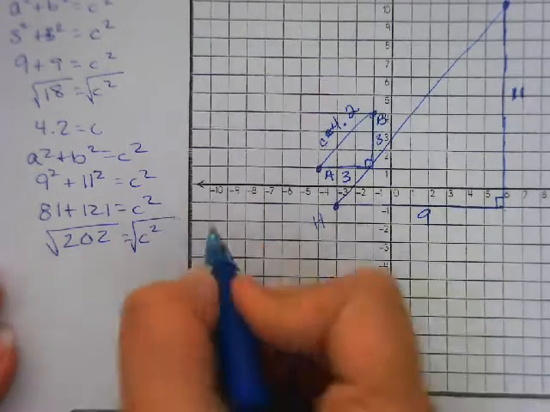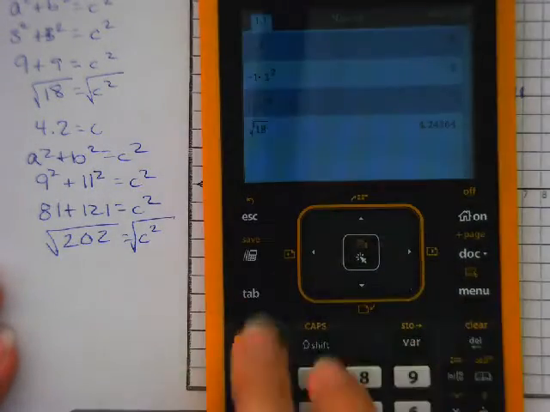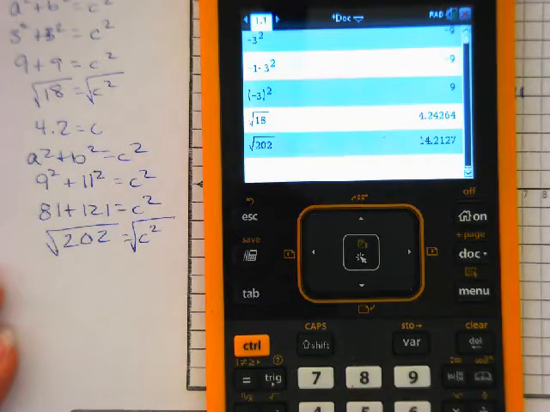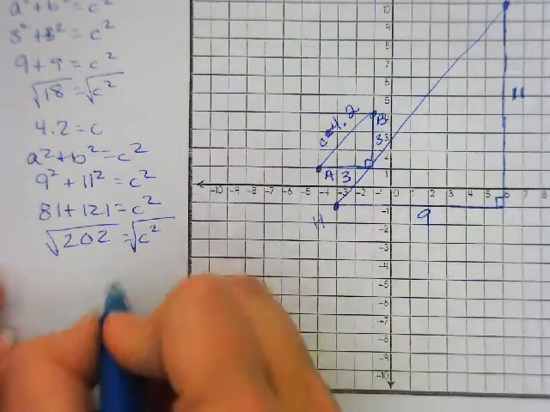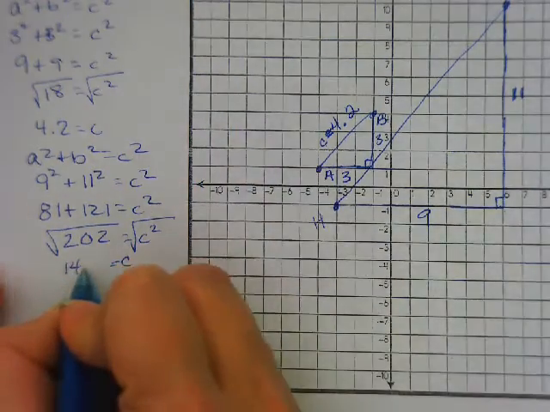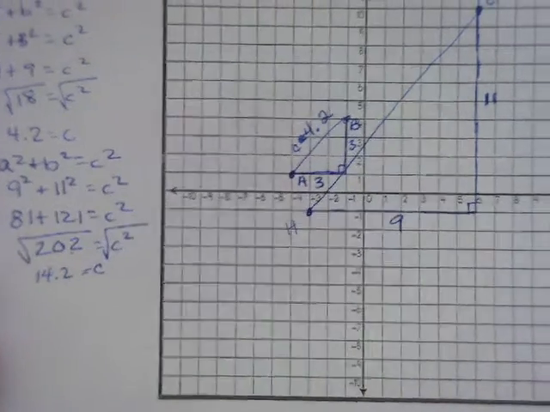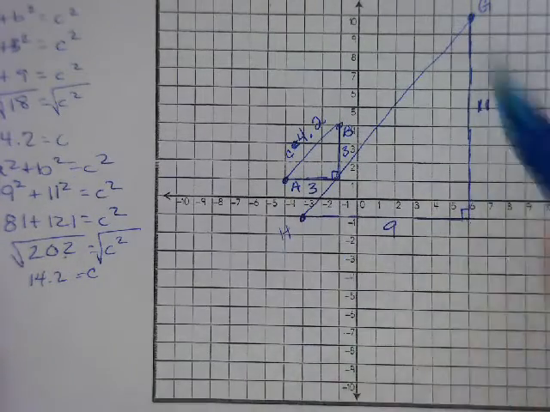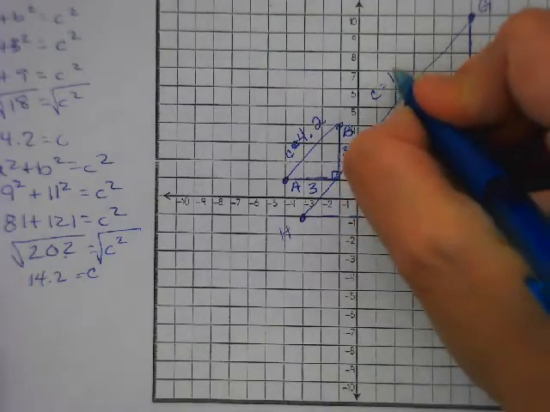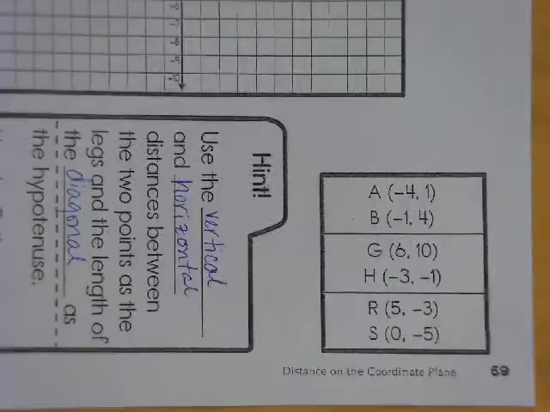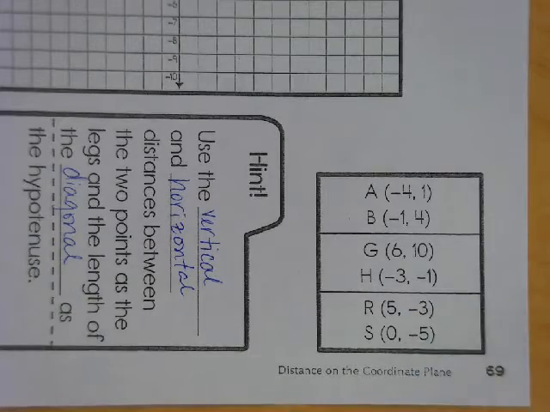Take that square root. And you do get to use your calculator on the test Monday. 14.2 is our side length. Okay, so remember, if it's talking about area, it's before we take the square root. If it wants just the side length, we're going to take the square root. Okay, so I'm going to ask you to try this last one, RS. Take a moment, and then we'll see how you do.